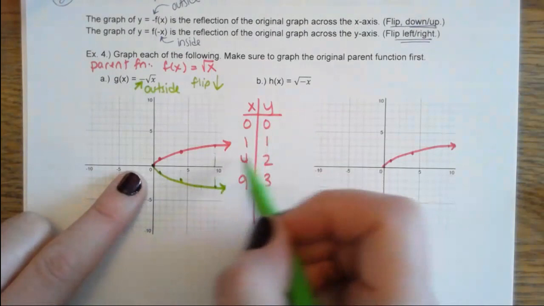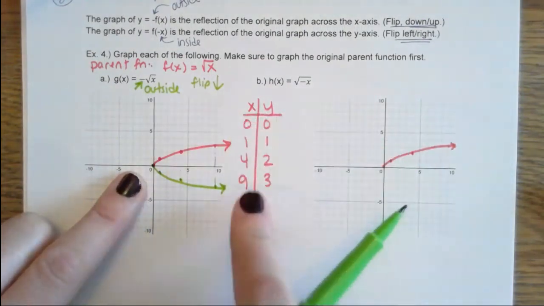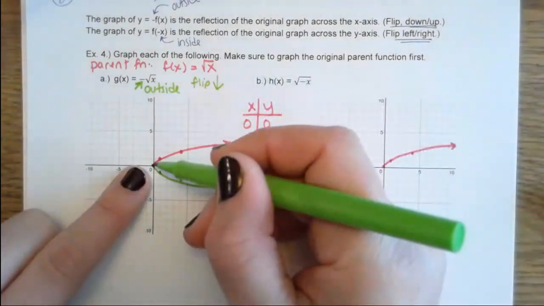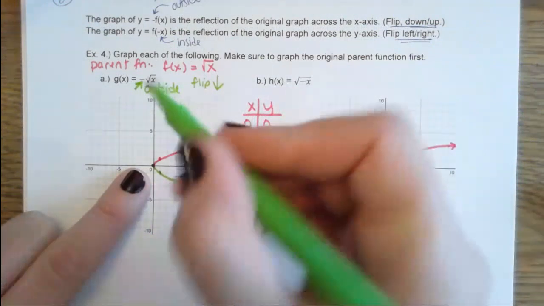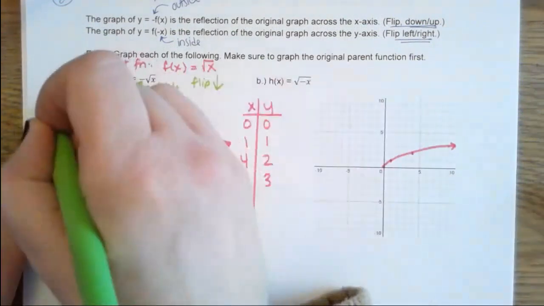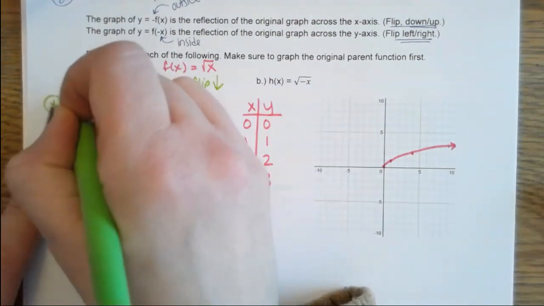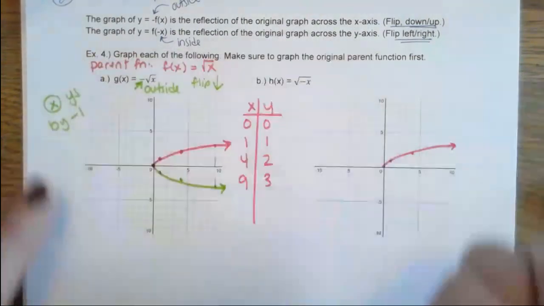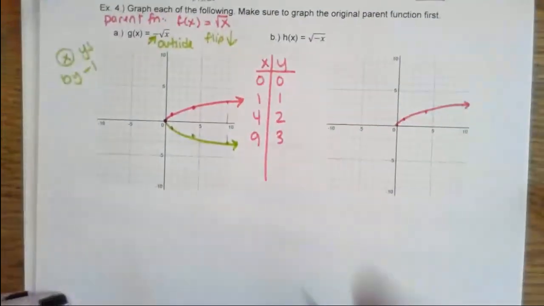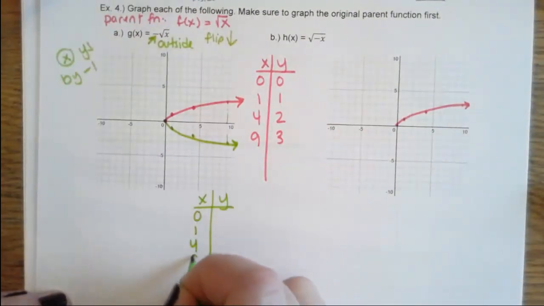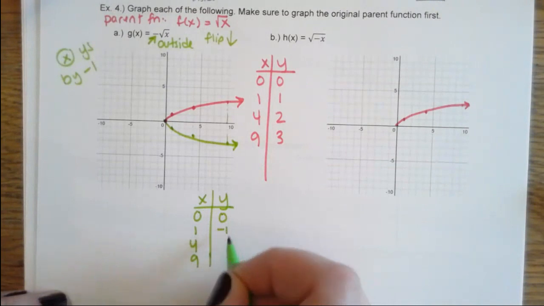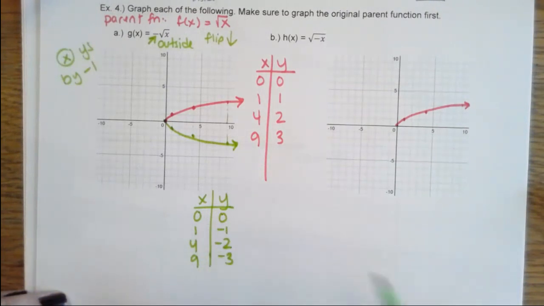Now, if you like to, you can also update your table. So think about what's happening here. The x values aren't changing, but all the y values are becoming their opposite. So when you have an outside negative, you're basically just multiplying all your y's by -1. So if you wanted to redo that table here, your x's didn't change, but your y's all became negative.